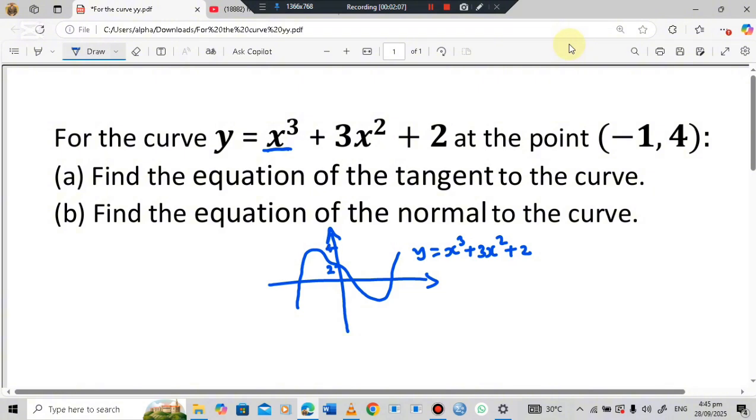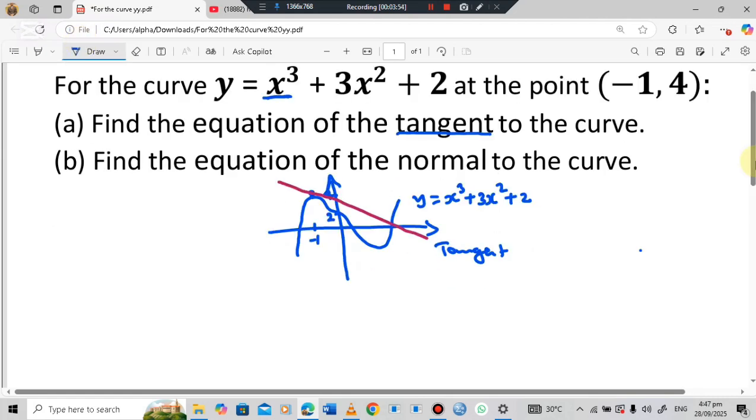The point -1, 4 is going to be here because we draw -1 here, so that we have -1, 4 here. This is the point -1, 4. Now, remember, they want us to find the equation of the tangent. So we need to draw the tangent passing through this point. So this is the tangent, and they want us to find the equation of this line called the tangent.